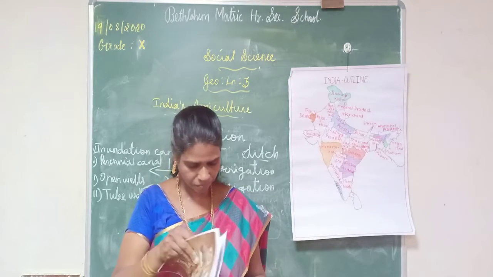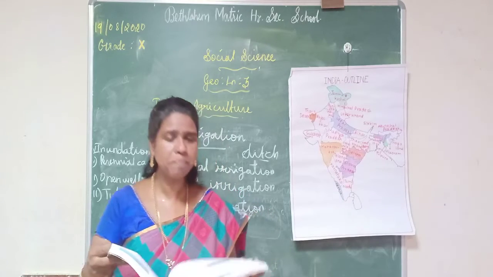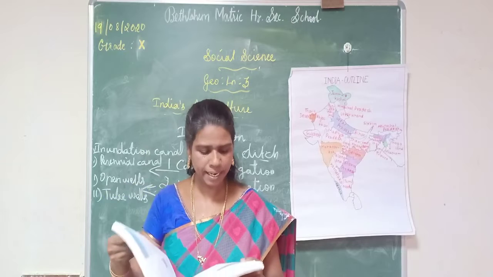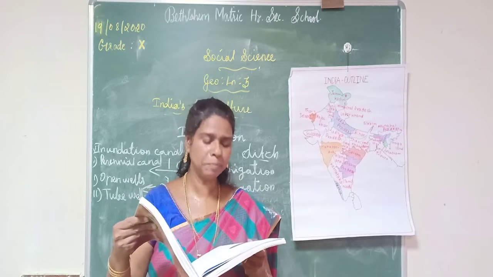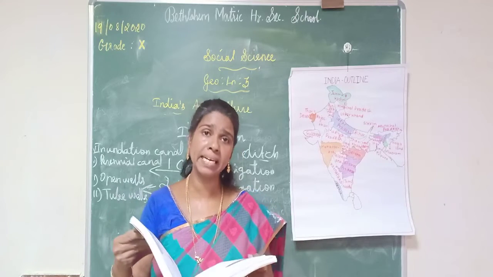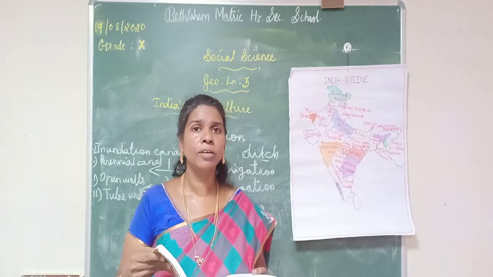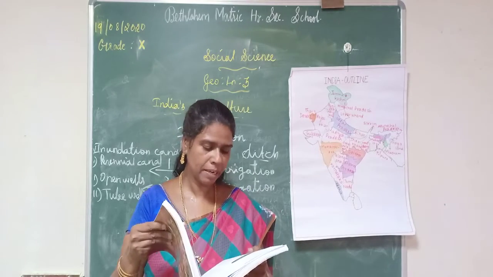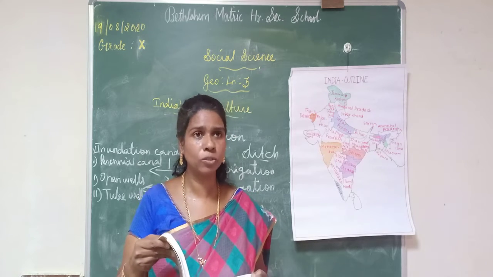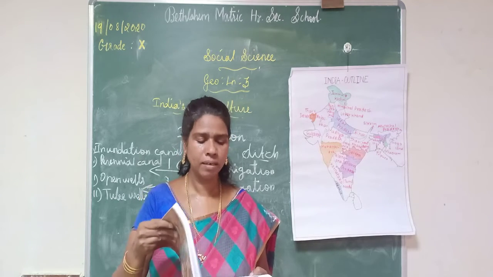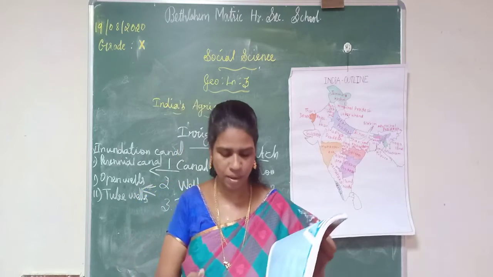Page number 158, under the canal irrigation heading. There are two types: inundation canals and perennial canals. You mark it. Those who have the guide will study from the guide. Remaining students, you will mark in the book. Both answers are the same, so you should mark the book and learn the distinction. Then two more questions inside the book you will also mark.